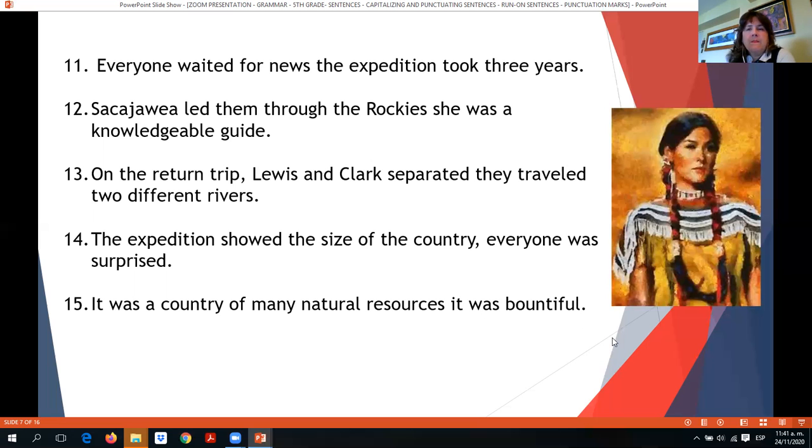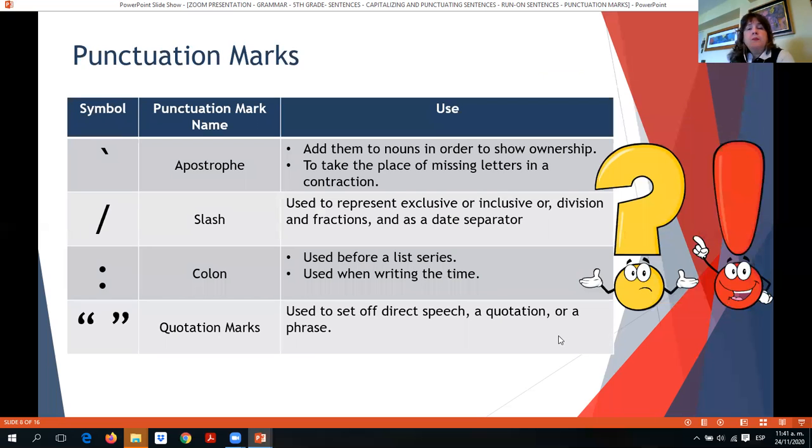Okay? Good. Now punctuation marks. This is like a review of what you already know about the punctuation marks, and I will advise you to copy all these charts that we're going to see in your notebook, okay?